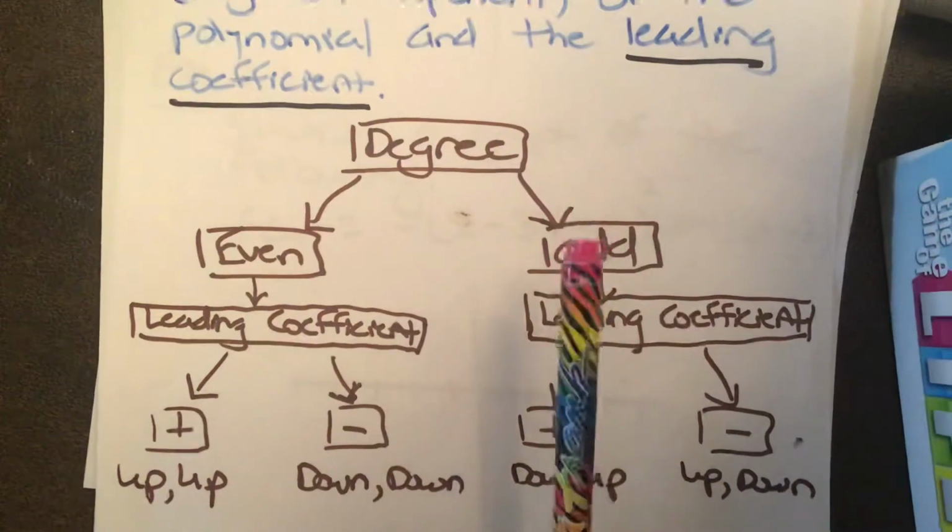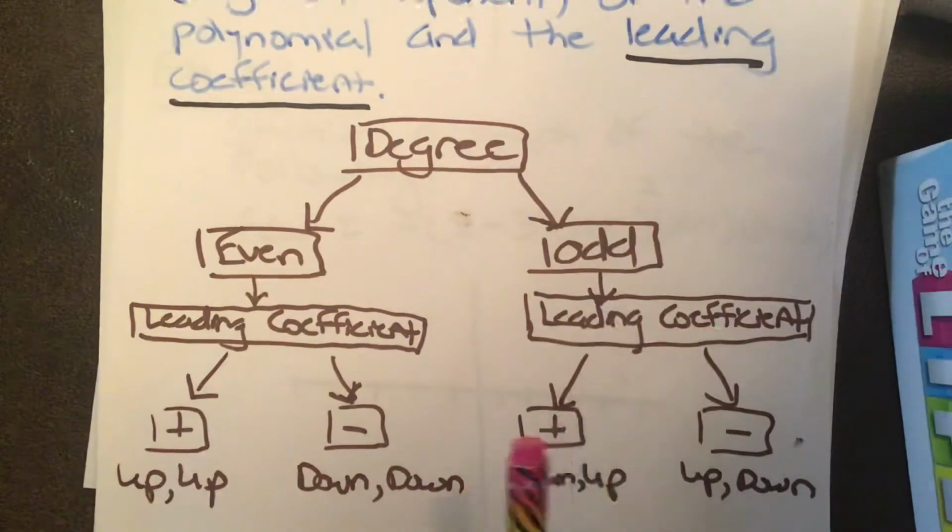Then if the degree is odd, they go opposite directions. So if the leading coefficient is positive, it starts down and it ends up. And if it's negative, it starts up and ends down. For the odd degree ones, you could always think of a line, because a line is technically an odd degree. A line with a positive slope starts down and ends up. A line with a negative slope starts up and ends down.